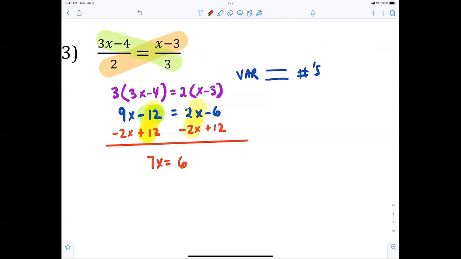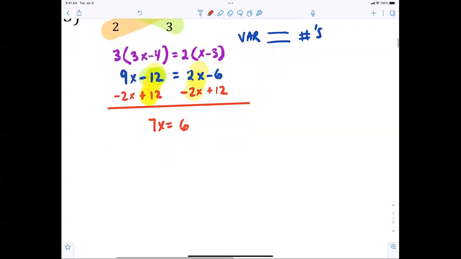And now all I have to do is divide. Thank you. And when I divide by 7, you're left with a fraction. So x is equal to 6 over 7. All right. Anybody have any issue with that?